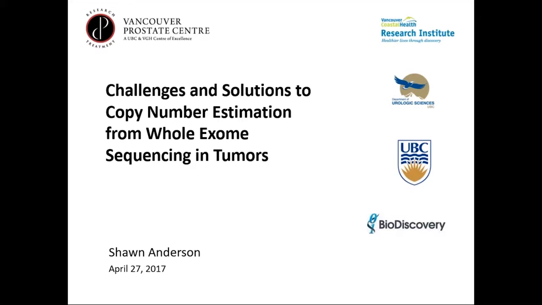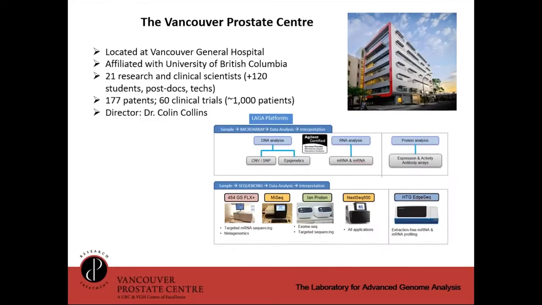First, just a little bit about us. I had a pretty good introduction there already, but the Vancouver Prostate Center is located at Vancouver General Hospital. It's affiliated with the University of British Columbia. We have about 21 research and clinical scientists. Our director here is Dr. Colin Collins, who is actually one of the pioneers of paired-end sequencing. So we've kind of had the benefit of growing up with NGS as it started, which has been really helpful. And it's been nice to have Nexus with us along for that ride.